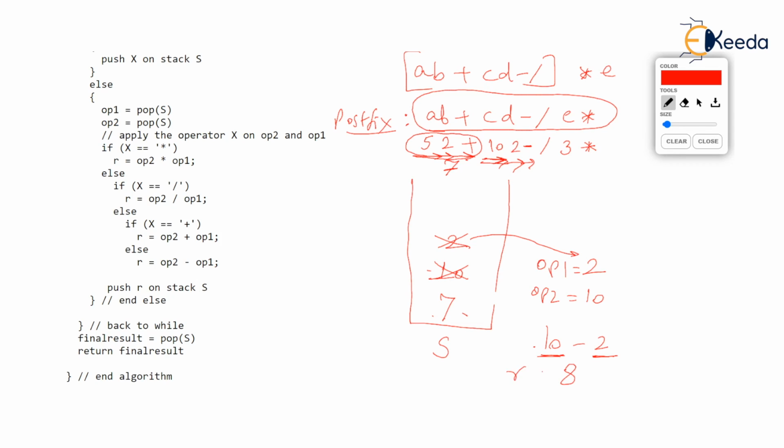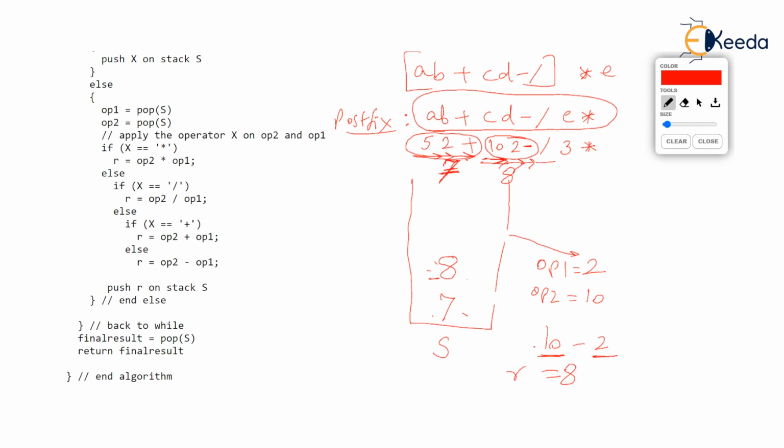This is R, the result, and you will be pushing this result on the stack. 2 and 10 are already popped out. 7 is still lying down in the stack, and what you are going to get is 8 on top of 7. Now when you continue scanning the expression, by the way, 10 and 2 and minus have got operated. This is now 8. And remember, what you already had was 7. Got it, everyone? I hope so.